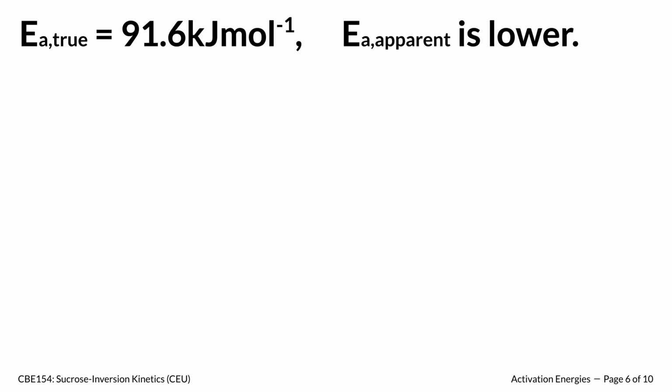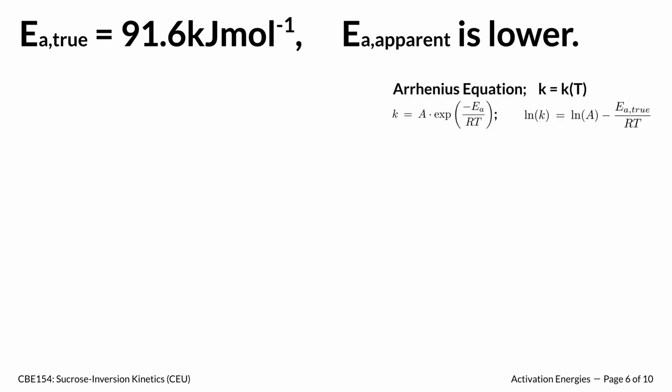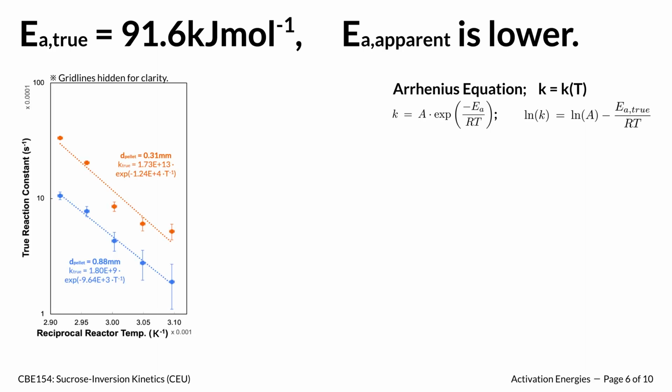Based on the PBR governing equation, our team extracted the true rate constant values for the two pellet sizes according to the Arrhenius equation. Here, A is the pre-exponential factor, and the exponent, also known as the Boltzmann factor, determines the fraction of sucrose molecules having sufficient energy. Using the calculated rate constants, we plotted a log plot between K and the reciprocal reactor temperature, and the exponential regression equations can be found in the appendix.